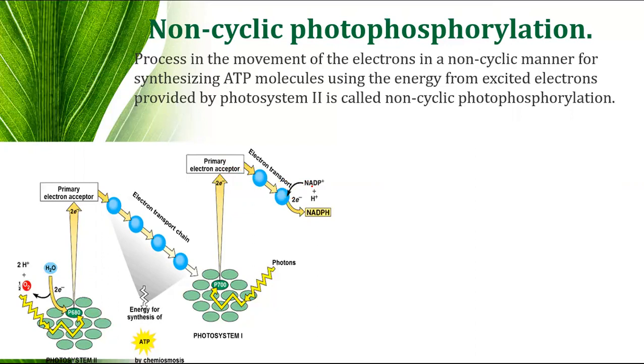The addition of this electron reduces it. Because of this electron, the NADP gets reduced. So here the NADP gets reduced into NADPH plus H plus.